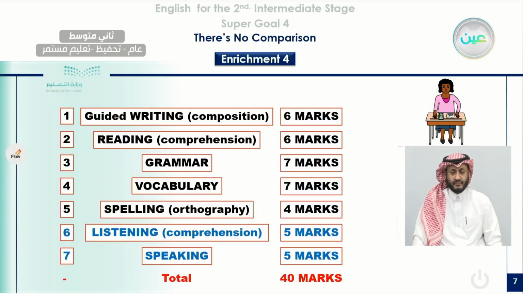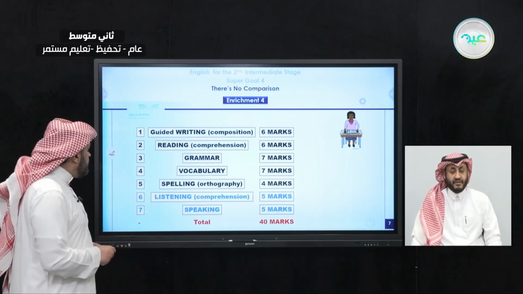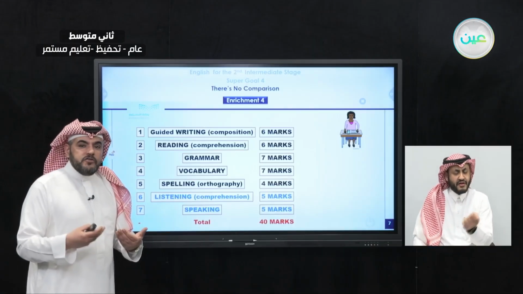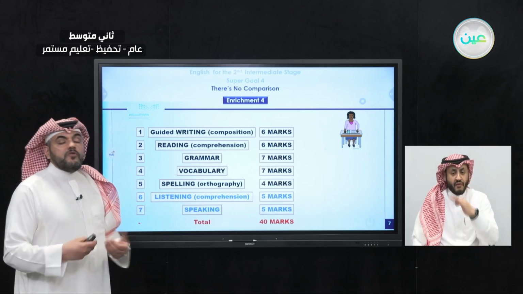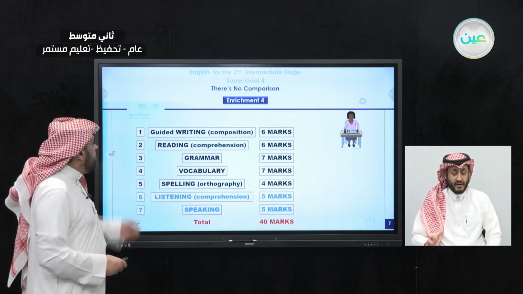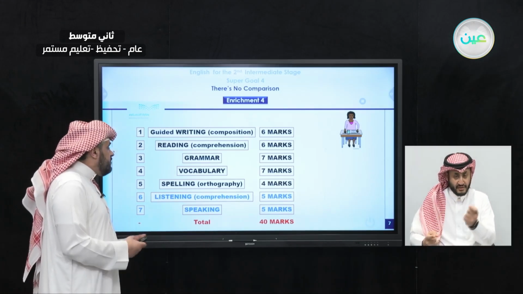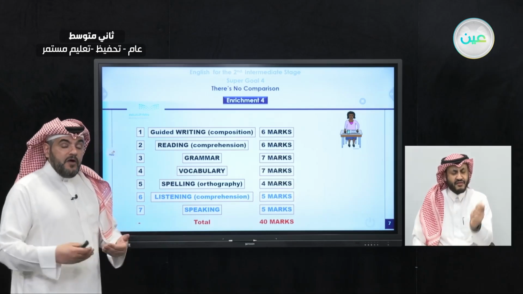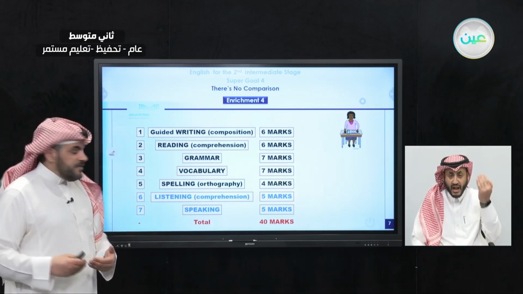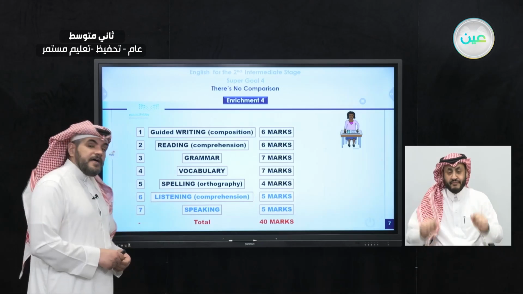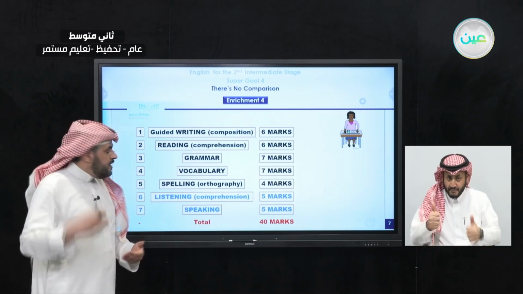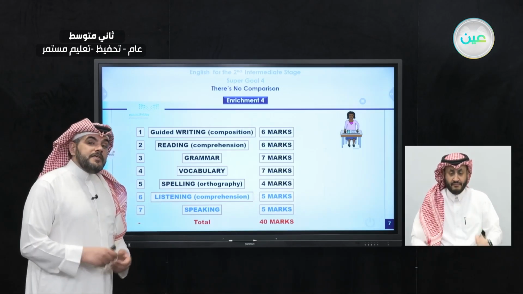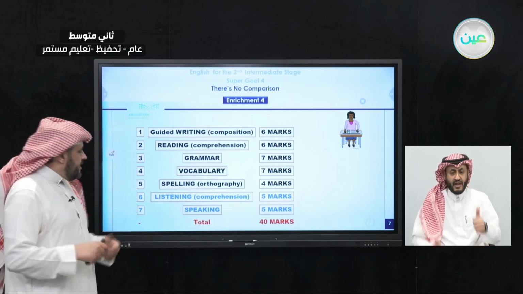As we said here, these are the marks for your final exam, and there are 7 questions. 5 of them are written, and 2 of them are going to be oral. So in your written exam, you're going to have 5 skills. What are they? Guided writing, reading, grammar, vocabulary, and spelling. In a week preceding the final exam, you're going to test your listening ability, your comprehension, your understanding, and also you're going to be examined on your speaking abilities.